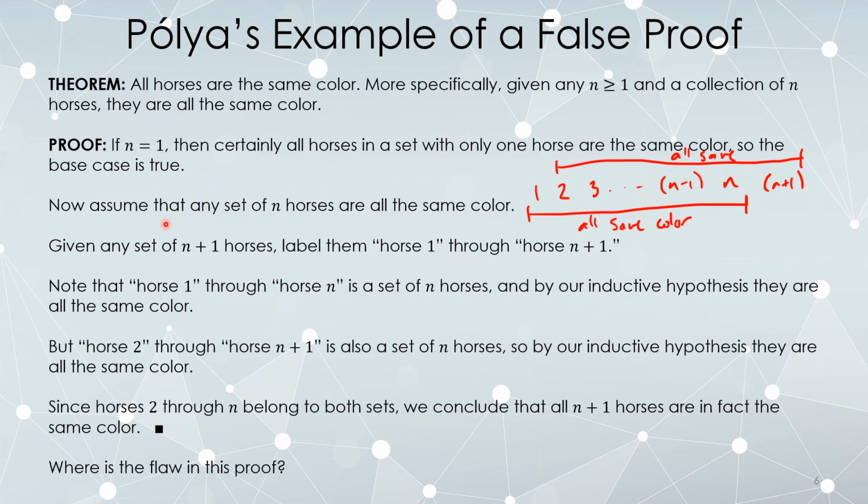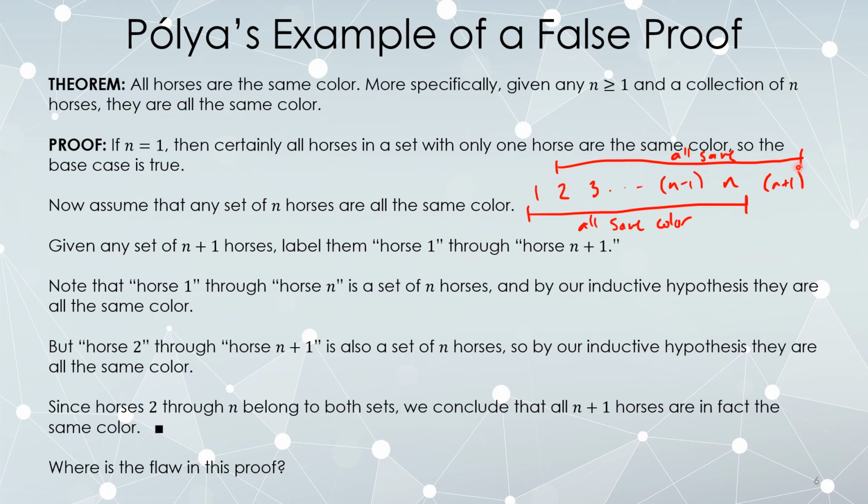Then our inductive hypothesis would be we get to assume the claim is true for n: any set of n horses, all are the same color. You then try to use this hypothesis to derive that the claim is true for n plus 1. So we want to show something is true for any set of n plus 1 horses. I list them out as horses 1 through n plus 1. Horses 1 through n, that's a set of n horses, so they inductively are all the same color. That's what our inductive hypothesis tells us.